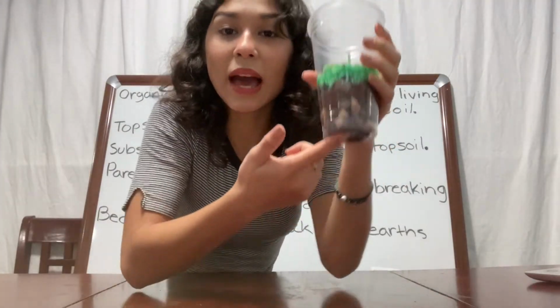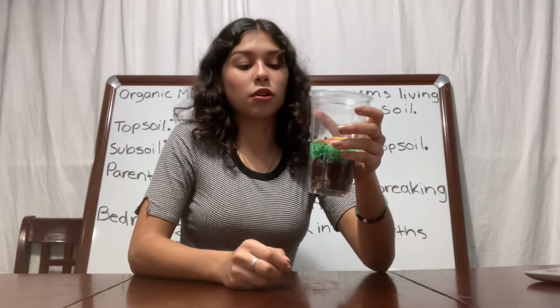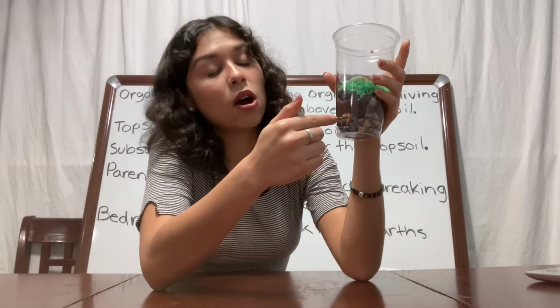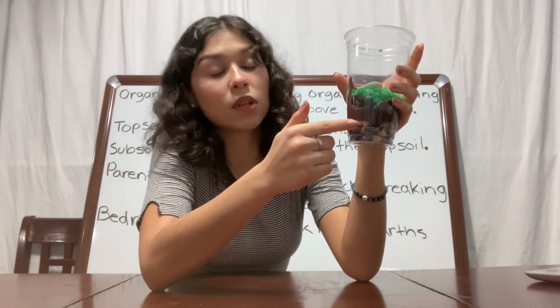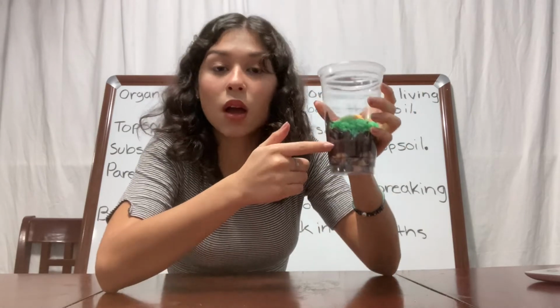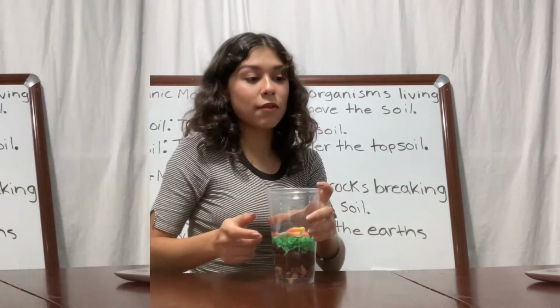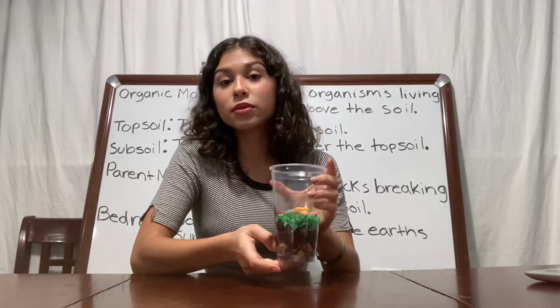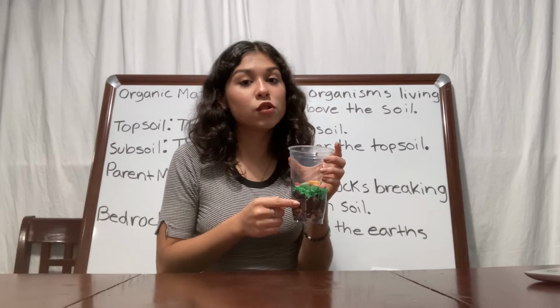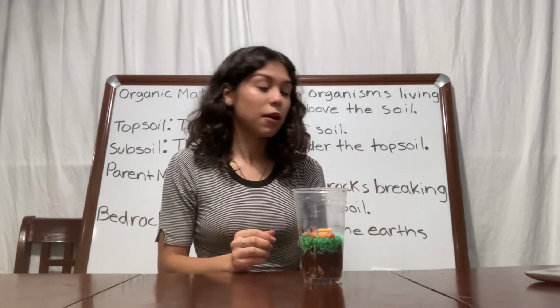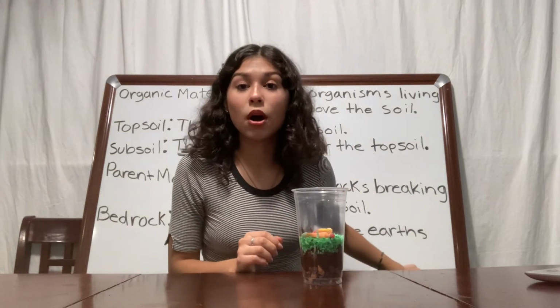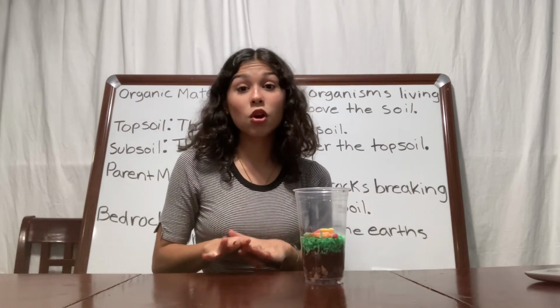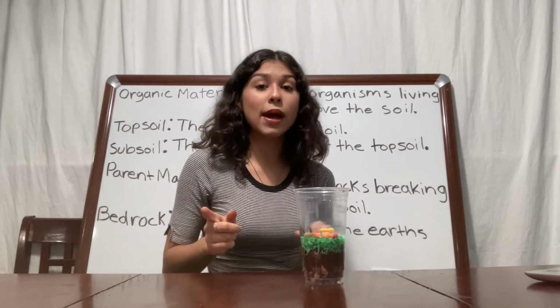Okay, and now we have all of our soil layers. As you can see, we have the bedrock at the bottom of our layers, which represents the solid layer of rock. That is correct. And then we have our parent material, subsoil, topsoil, and organic material. Good job, everyone. Now we're going to grab our labels and label each layer of the soil. So go ahead and grab your labels and put them on where you think they go. You should know where they go since we just talked about it.